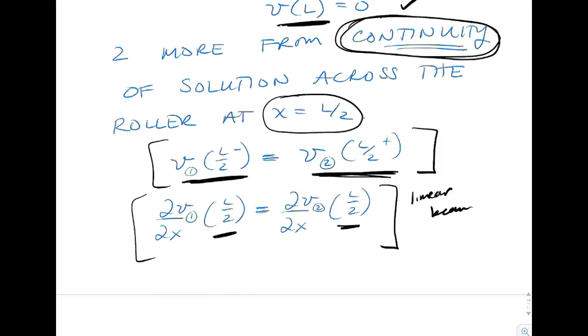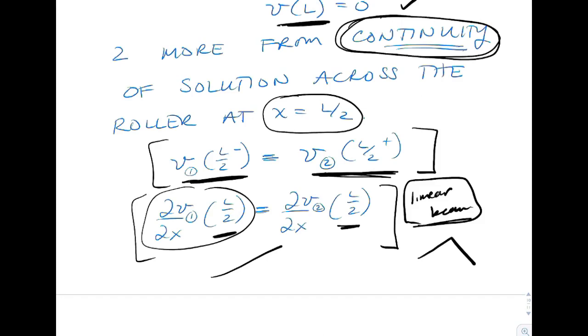If the slope weren't the same, then we would end up with a kink in our beam, which would be a nonlinear beam, and this is a linear analysis. So whatever the slope is, I don't know what it is, but it has to be the same on both sides at x equals L over 2.